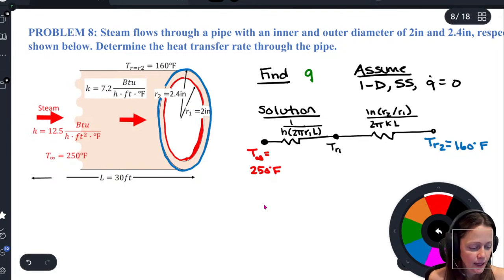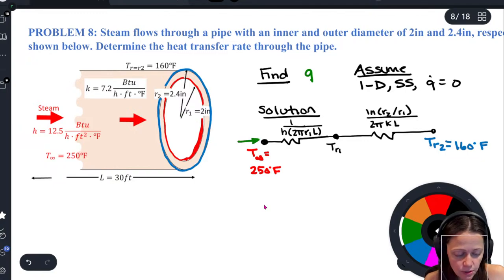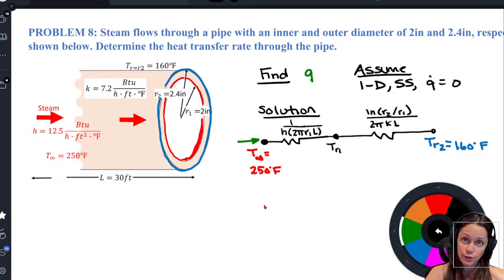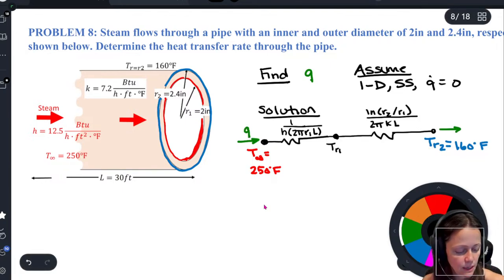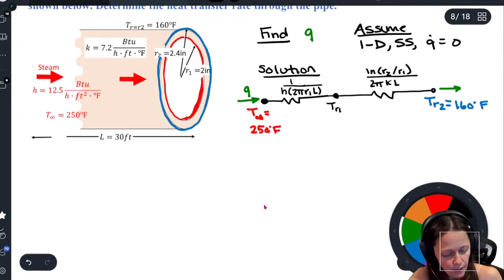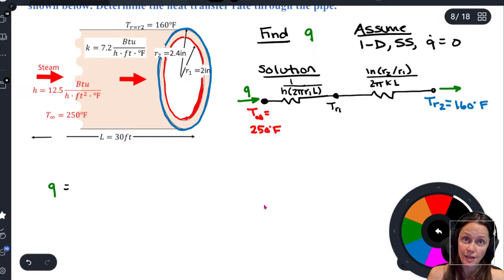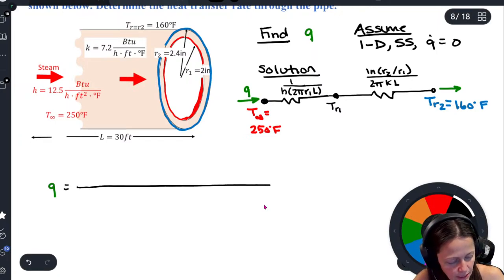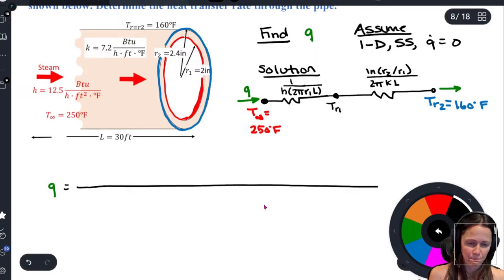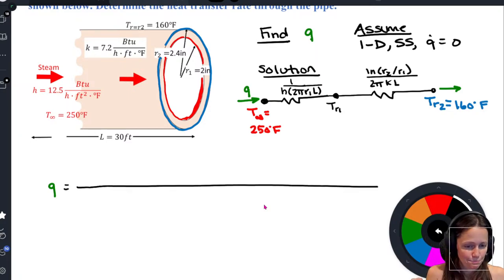All right. And because it's one dimensional, steady state, no Q dot, whatever Q is going in at one end is going out the other side. Perfect. So I need to find Q. Let's go ahead and define him between some known temperatures, and that looks like the two endpoints. So I do need to add these up, and since it is in English units, I think I want to go ahead and write those units out just to have it.